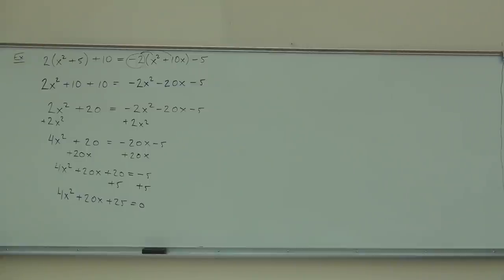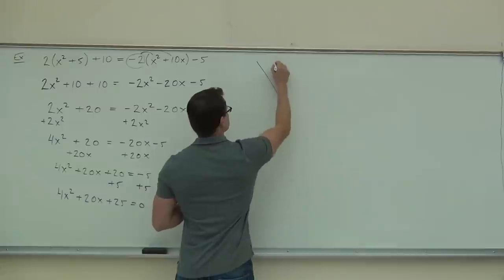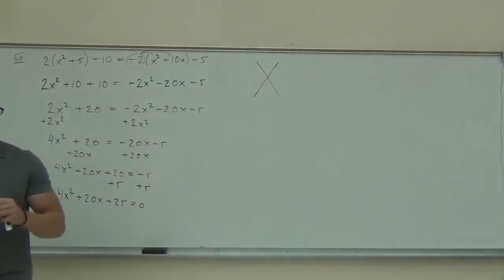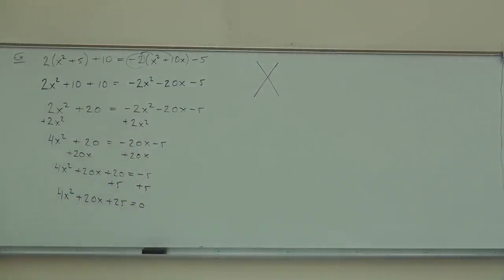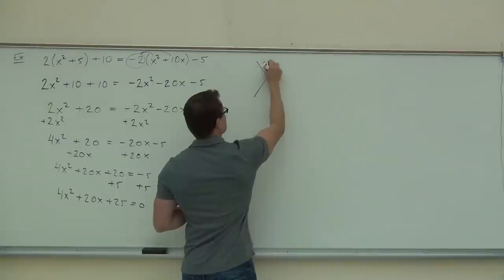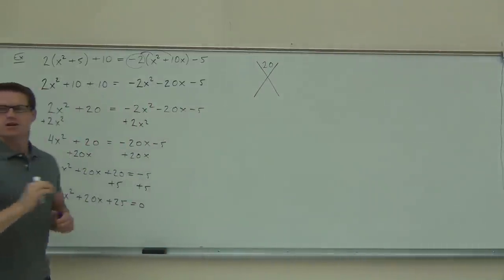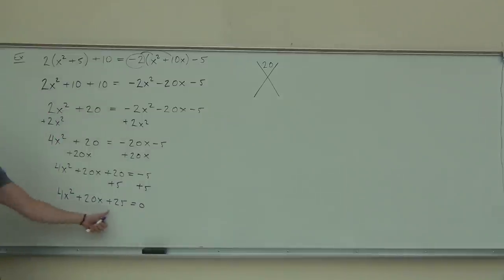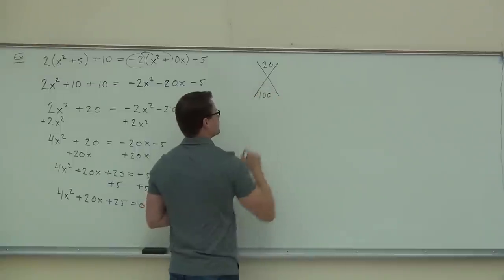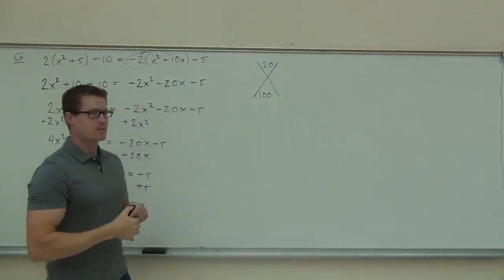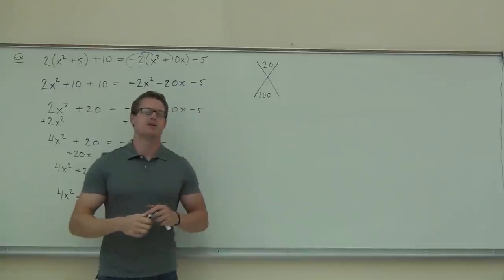By the way, folks, is this diamond problem going to have an extra step, or can we go directly to the factors? What do you think? Extra step. Yeah, definitely. Because our A is not 1, we have that extra step. What number is going to go up top? 20. What are we going to get for the bottom here? How do you get 100? Okay, good. Can you think of 2 numbers that add up to 20 and multiply to 100? 10.